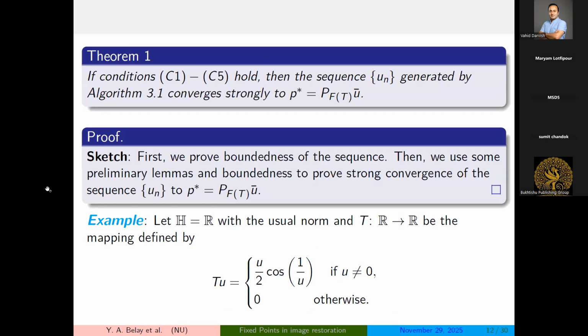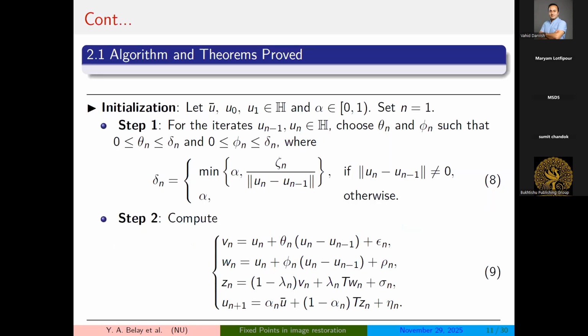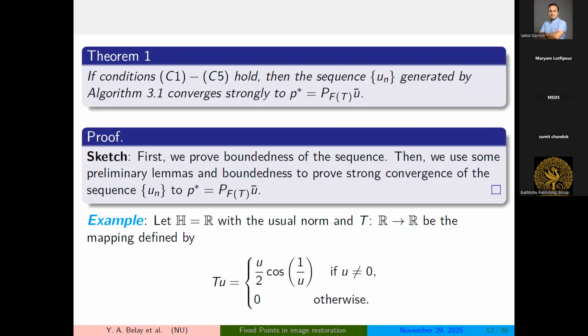Actually, the proof was very long, so I couldn't bring it here. But what we did was, we first proved the boundedness of the sequence generated by this algorithm 8 to 9. Then we used some existing relations and lemmas together with the boundedness of the sequence to prove the strong convergence of the method. So after convergence, what we did was, we provided an example.